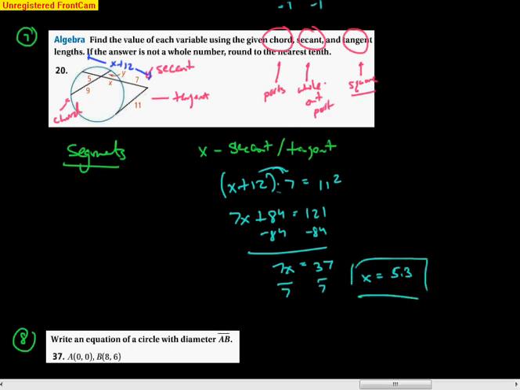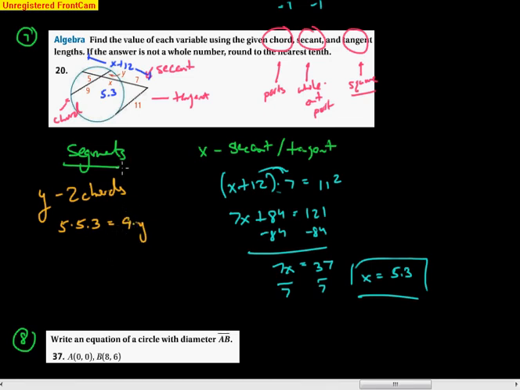And now, knowing that x is 5.3, we can find y. Y is on a chord, okay? So for y, we're going to have to use the 2 chords case. So to do that, I'm going to use 5 and x, so 5.3, and on the other chord, 9 and y. And that's how I'll find y.